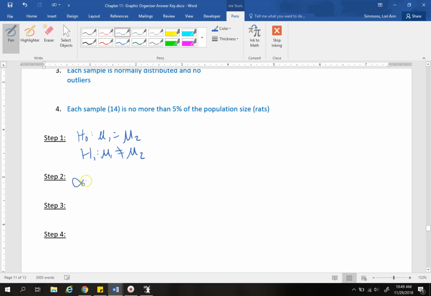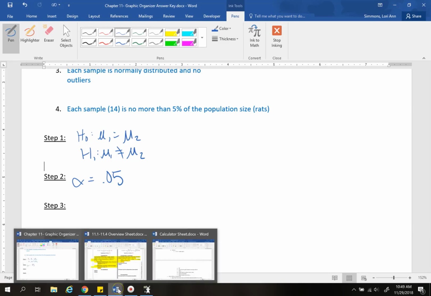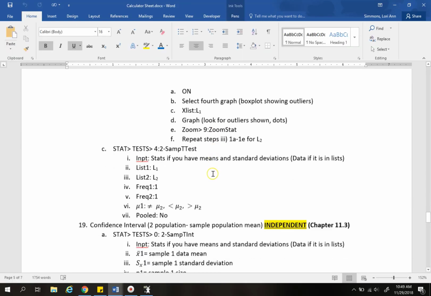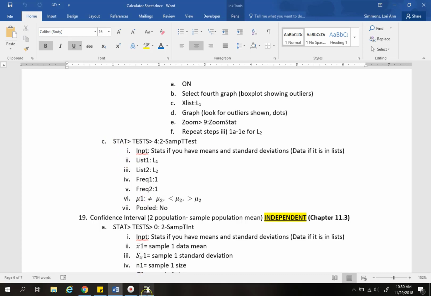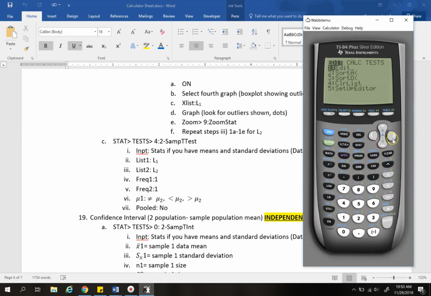Step 2, state our alpha. That was stated in the question. It is 0.05. Step 3, figure out the t-test and the p-value. So now we're on 18 again at the very bottom. So we can go to stat, tests, and before we put data in, so that should be highlighted. mu1 was in list 1, mu2 was in list 2. Keep the frequencies at 1. We're looking at not equal, and keep the pooled at no, and go down, hit calculate.